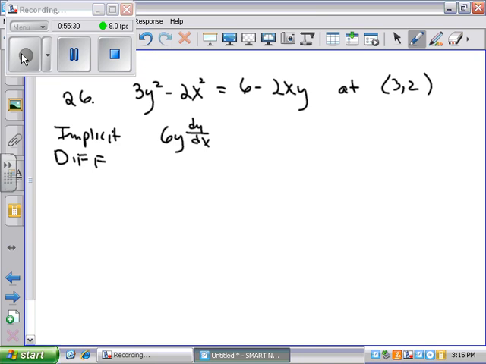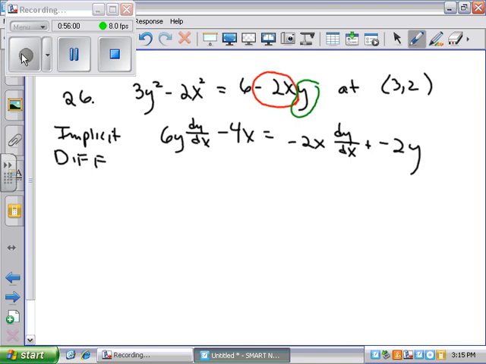So you have your 6y dy dx minus 4x equals, the derivative of 6 is 0. But the next is a product. And I like to include what's out in front in my first term so I don't have to distribute later. So I'm going to let my first be negative 2x and my second be the y. When we do the product rule, we have first, negative 2x, times the derivative of the second, plus second times derivative of the first. So it would be minus 2y.